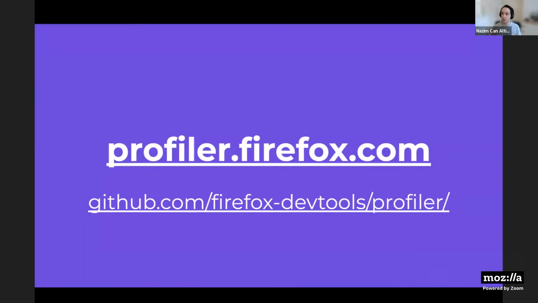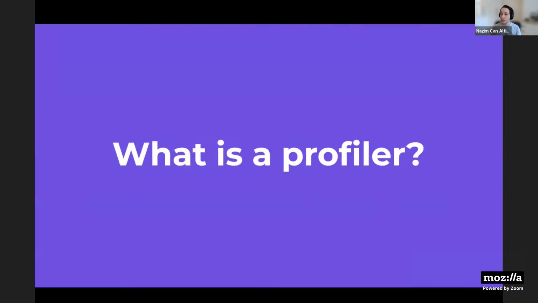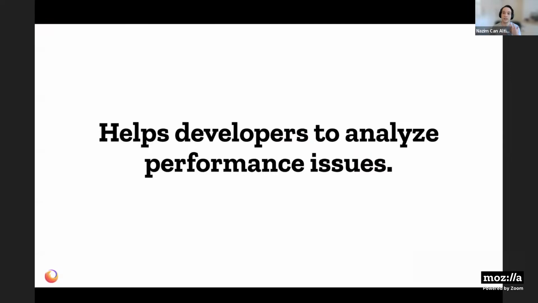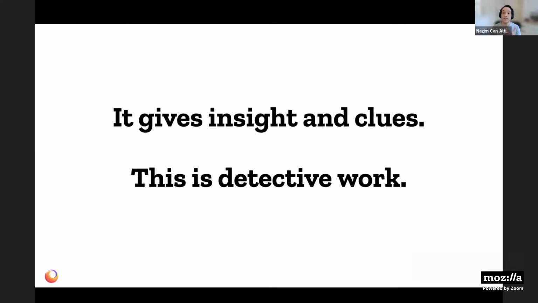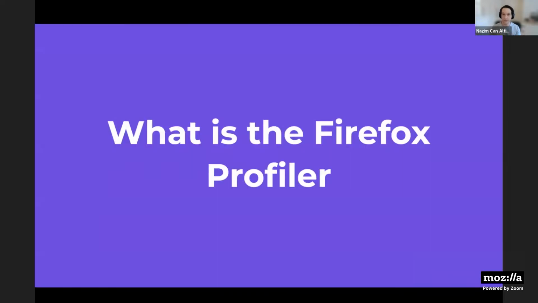So firstly, Firefox Profiler is essentially a website. You can find it at profiler.firefox.com, and our source code is stored in GitHub. If you're curious about it, if you'd like to take a look, you can check our repository here. And let's talk about what a profiler is first. A profiler is essentially a tool that helps developers to analyze performance issues, and it gives them insight into how their application works. There are various types of profilers, like event-based profilers or statistical profilers, but I'm not going to get into the details of all of them.